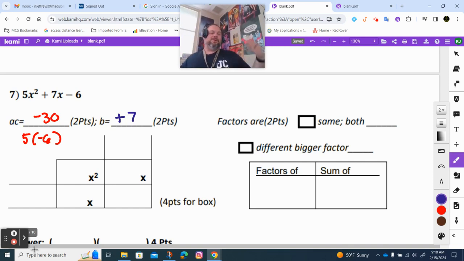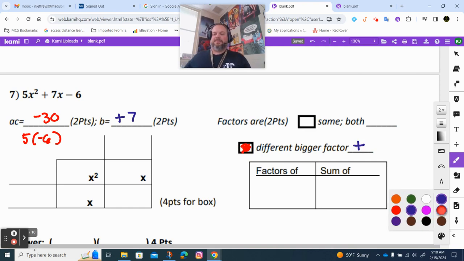All right. So we multiply A and C, get negative 30. This tells us the signs are different. Bigger factor is positive. All right.